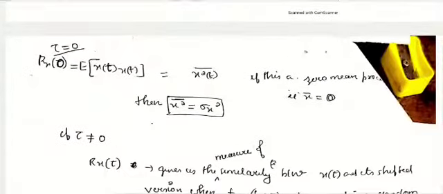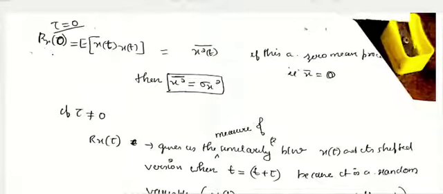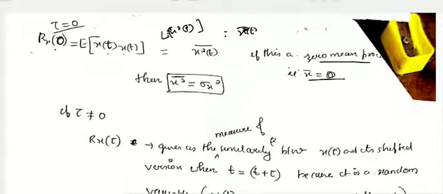And when tau is equal to 0, what happens? It will be x of t into x of t, which is x square of t, and if I am taking the mean of it, then it is known as x square t the whole bar. If this is a zero mean process, x bar will be equal to 0. We know that the variance is equal to x square bar minus x bar the whole square, which is given that it is a zero mean process.